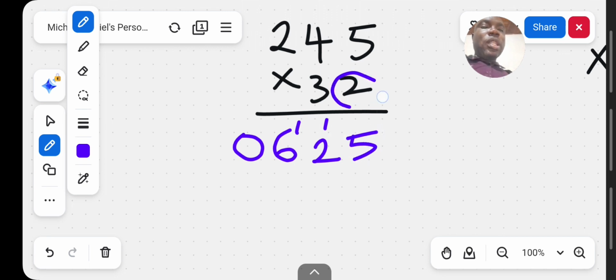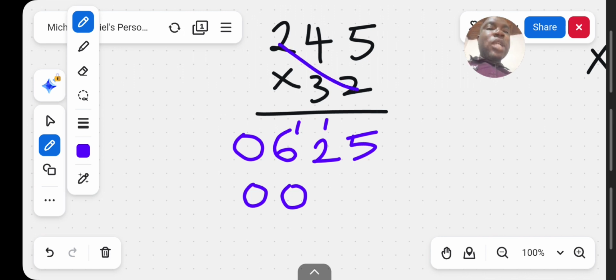Now we are moving to the next digit, which is 2, the second digit. Now, because you are working with the second digit, you put 2 zeros, 1 here and 1 here. Now we start 2 times 2. Remember, you do 2 times 2, then 2 times 4, and then 2 times 5. But we're going to start with 2 times 2. Now 2 times 2 is 4. So we put 4 here sitting on its own because it's a single digit.